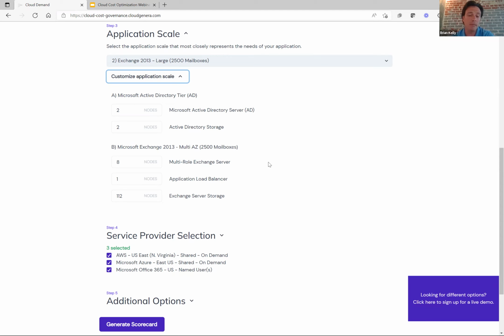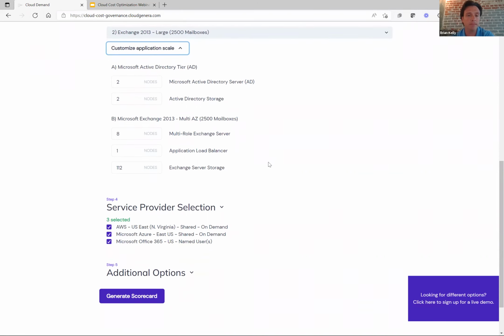And in some cases, it will ensure that the solution is deployed in a way that it can be supported, not just getting the best spend.